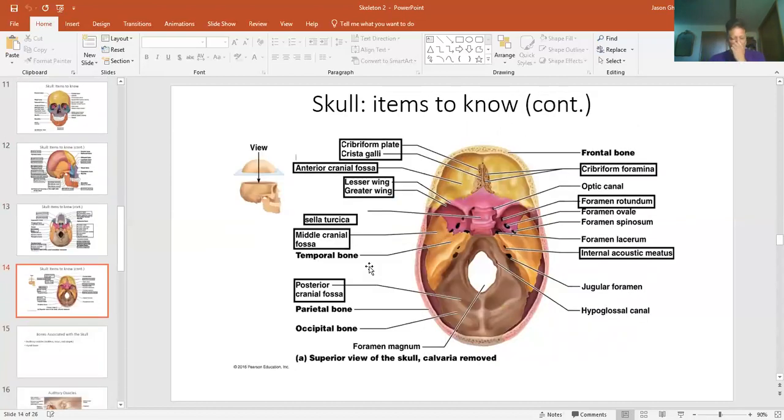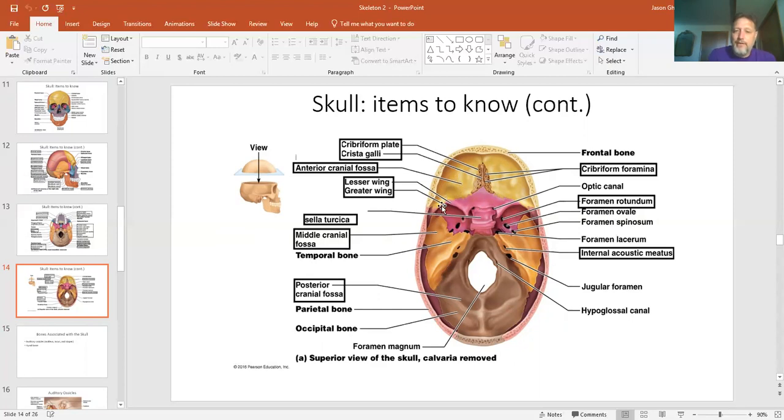We have an internal portion of this. This entire region here is called the cribriform plate. You see it right there. There's a little ridge in the middle called the crista galli. You see a bunch of little holes in here. These are the cribriform foramina. Foramina is plural for foramen. The foramen rotundum you cannot see from the outside, so it's one on the inside. You've got the internal acoustic meatus on the inside, because on the outside you had an external acoustic meatus.